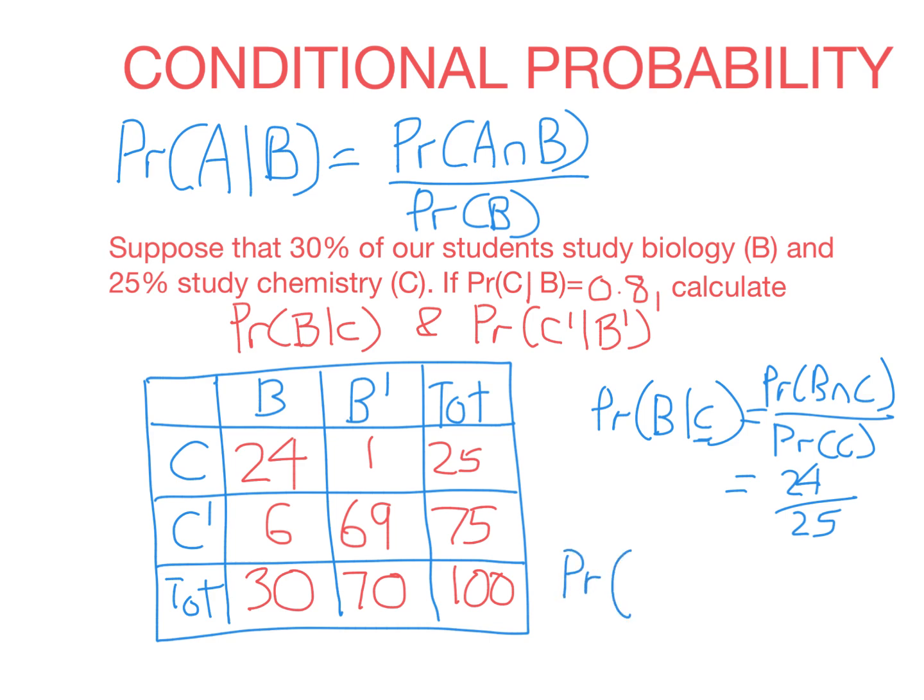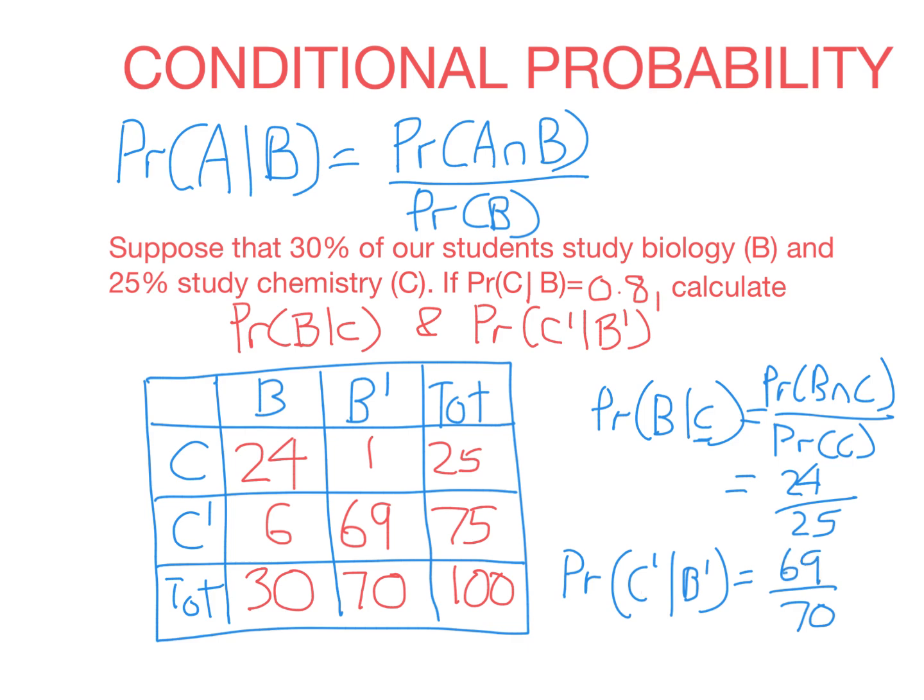The other one I'll just use common sense. This is the probability someone does not study chemistry given that they don't study biology. So I know they don't study biology. I'm restricting my attention to these students. I'm only picking from those students. So for students who don't study biology, there are 70 such choices. Of those 70 choices, 69 of them don't study chemistry. So it's going to be 69 over 70.